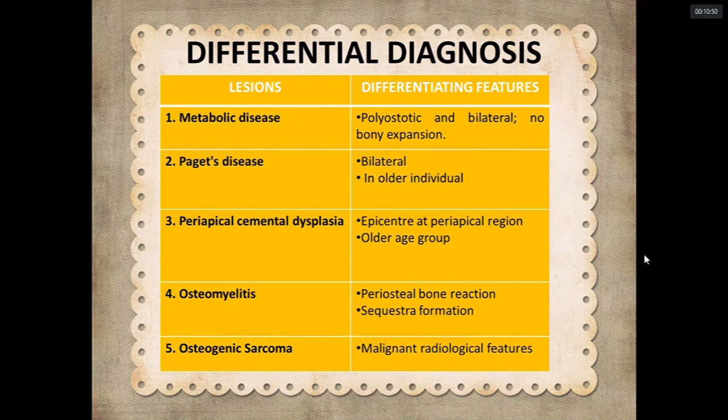Fourth is osteomyelitis, where there is periosteal bone reaction and formation of sequestra. Lastly, osteogenic sarcoma, which shows the malignant radiological features. Okay, so these are the different differential diagnoses of fibrous dysplasia: metabolic disease, Paget's disease, periapical cemental dysplasia, osteomyelitis, and osteogenic sarcoma.